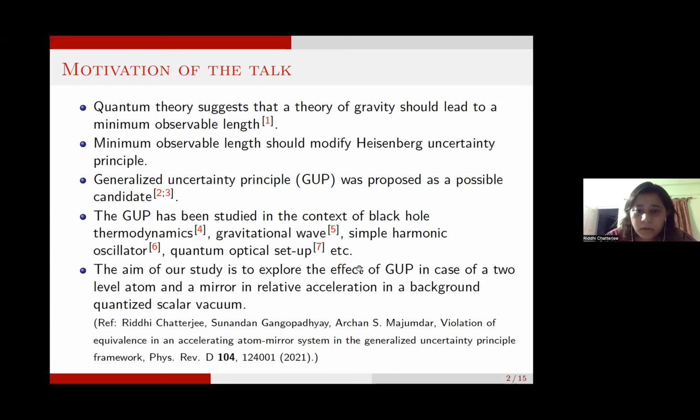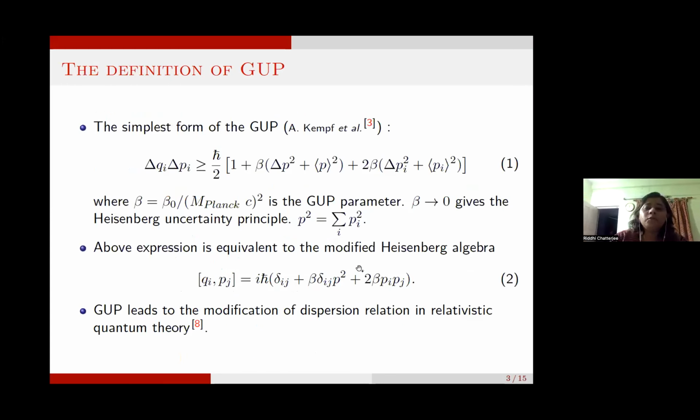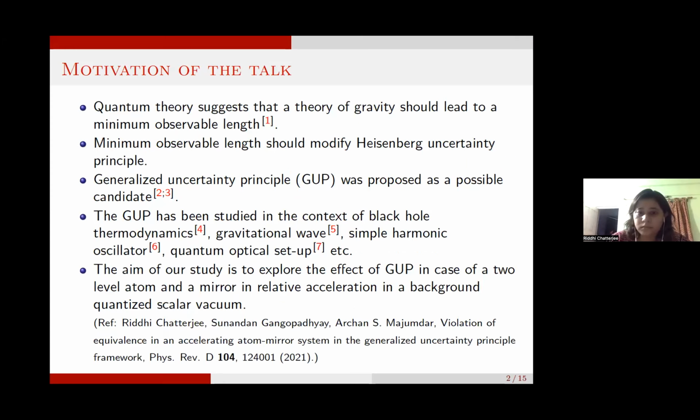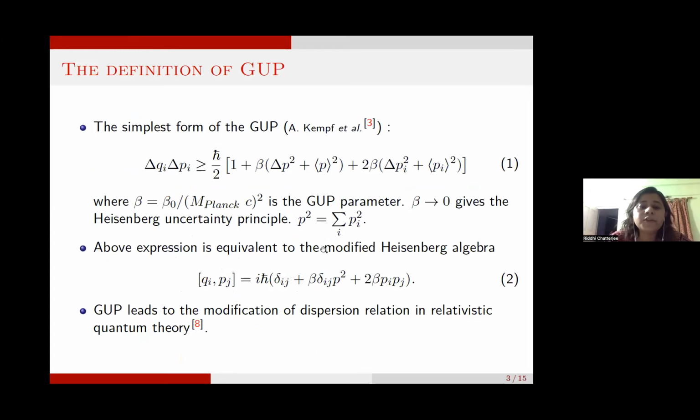So now, before focusing on the system I will consider, let us look into the basic definition of GUP. So this is the GUP modified uncertainty principle. Here you can see beta is the GUP parameter, and beta zero is a constant, and this is the Planck mass, and c is the speed of light. And if you put beta equals to zero here, you will recover Heisenberg's uncertainty principle. Now, this expression leads to this commutator algebra.